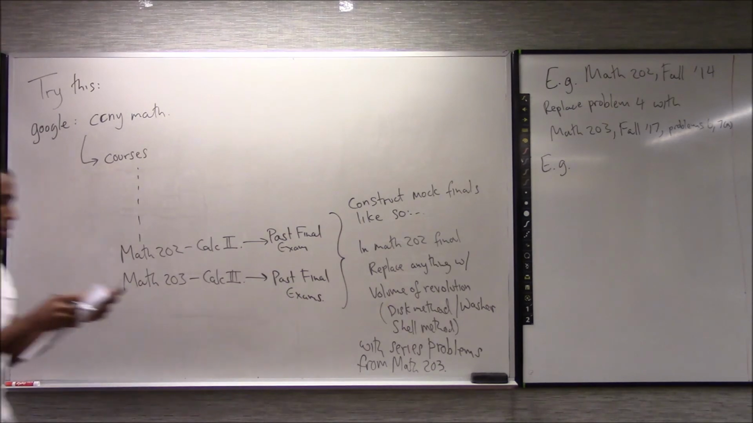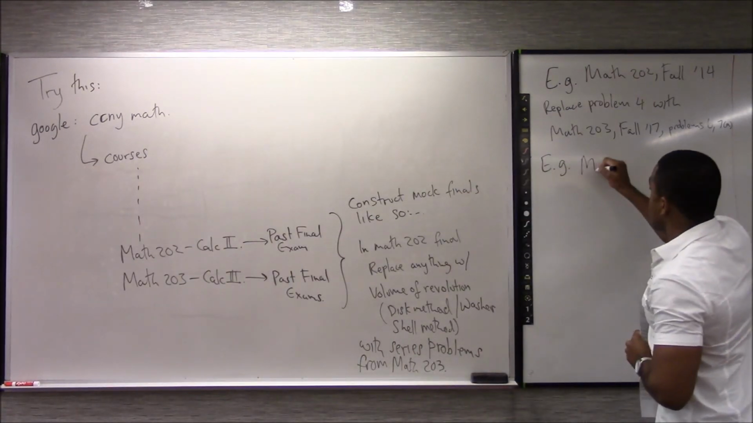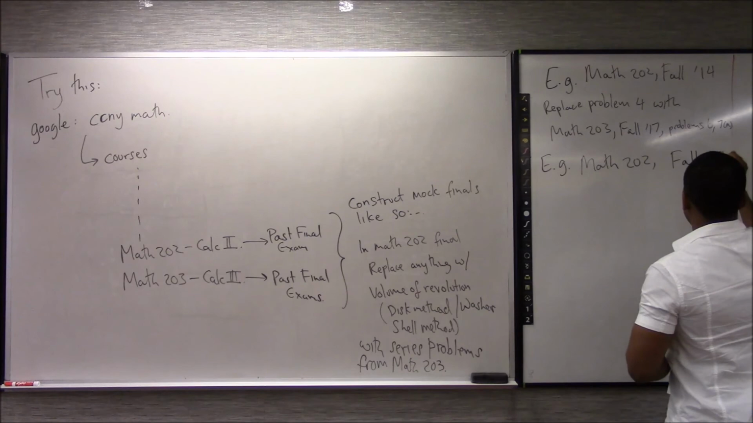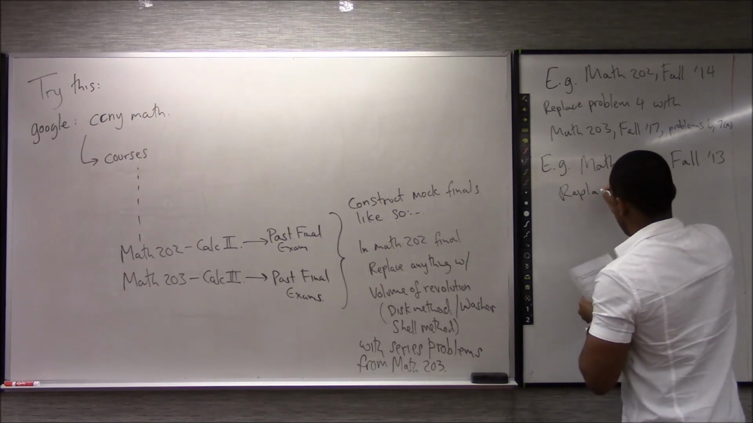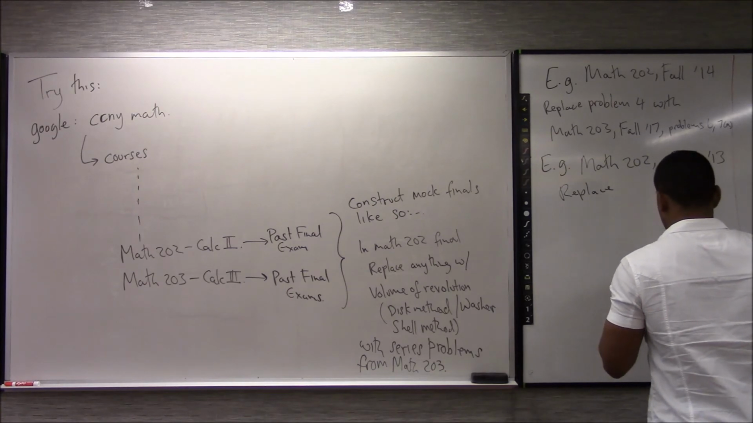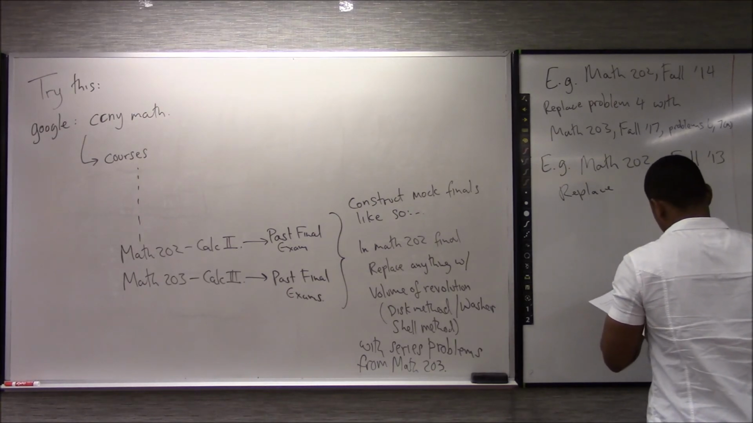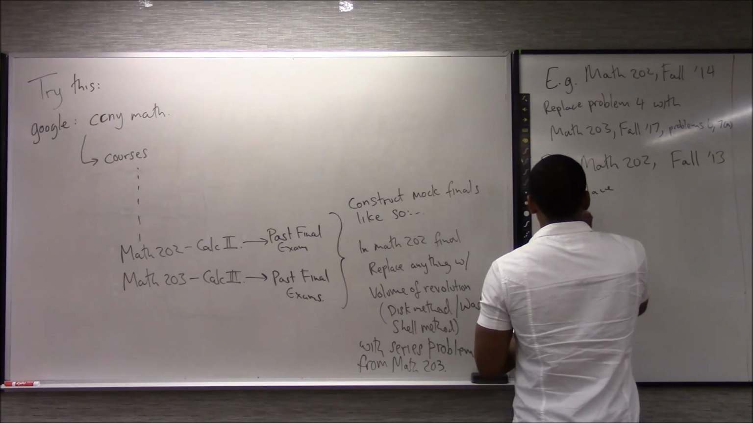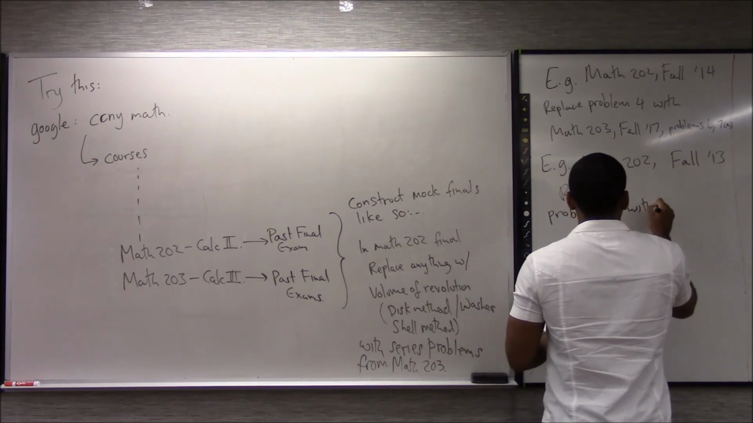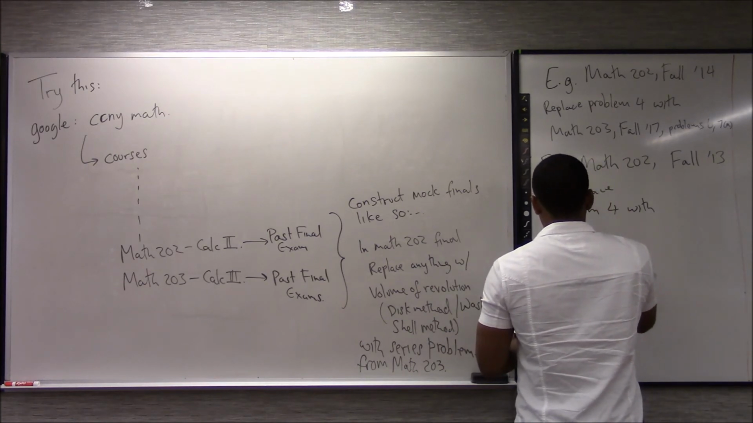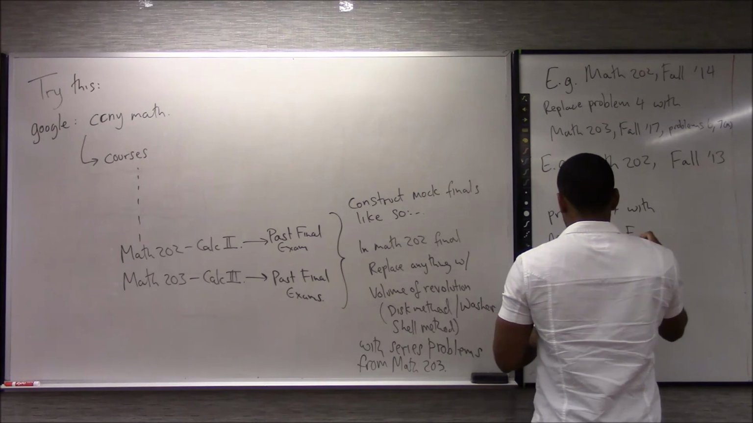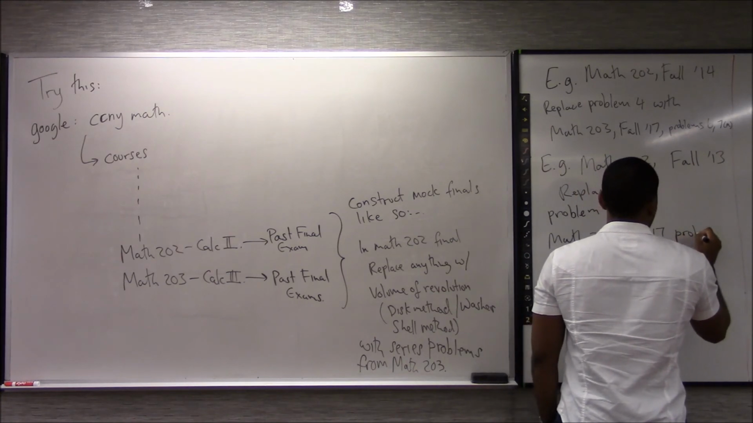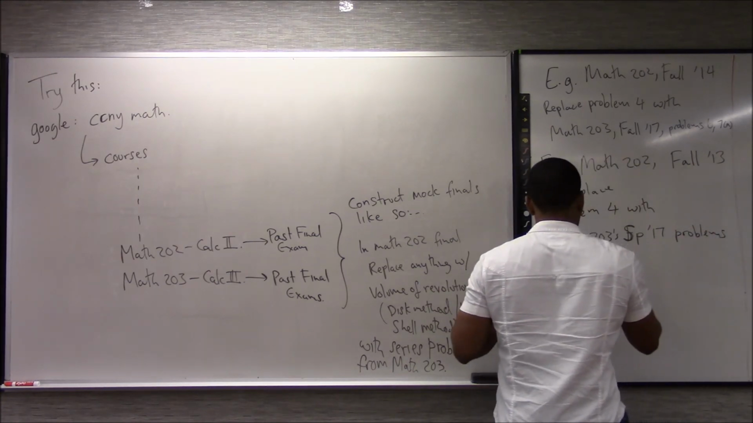So another nice approximation would be something like, start out with Math 202, fall 2013, and replace, and these were kind of symmetric, replace problem 4 with Math 203's spring 17, problems 6 and 7.